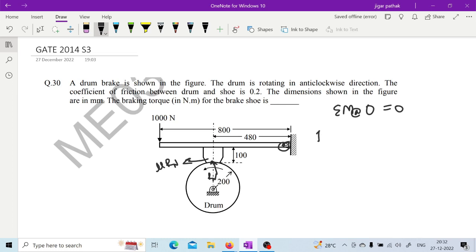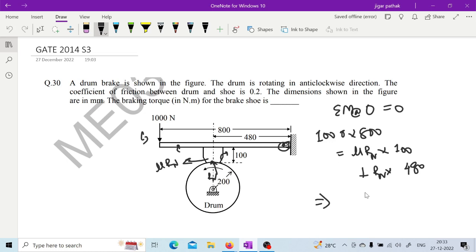So this 1000 into 800 will generate this anticlockwise moment, right? And both mu Rn as well as Rn will have clockwise moment. So this mu Rn into 100, right? Yes, sir. Plus this Rn into 480, right? Correct? So this will give you a relation between this frictional force and Rn.